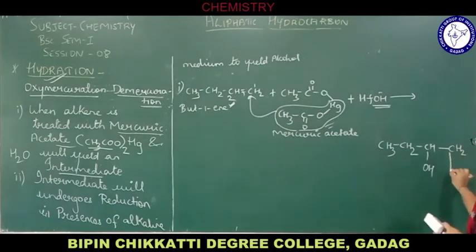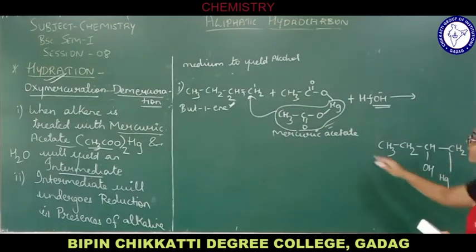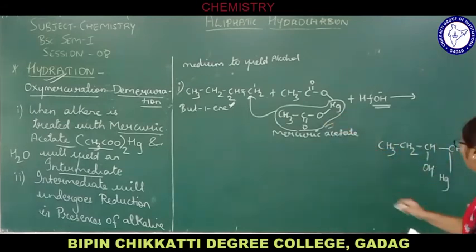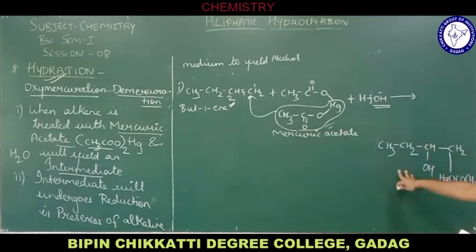So let's add that. So what is that? Hg, HgO, CO, and then CH3, right? So this is the intermediate which is going to be formed over here.